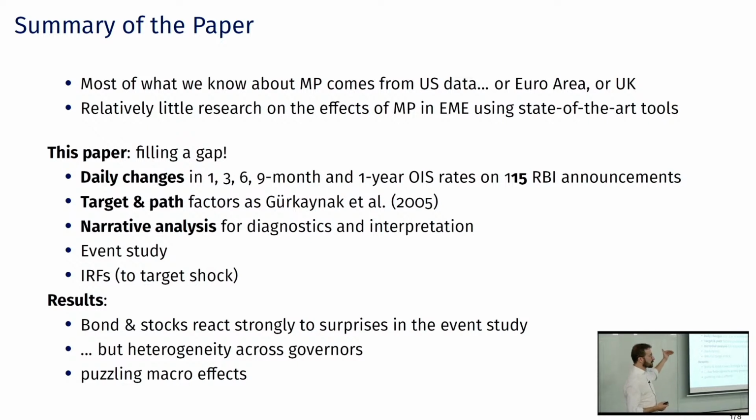And then they use these objects in a sort of standard event study to extract impulse response functions, dynamic responses that we should interpret as causal responses of the economy to a shock of some nature. Now, the results are that bond and stocks react strongly to these surprises. That comes from the event study, all great. But there's a lot of, let's say, quote-unquote, unexplained heterogeneity, both over time in the volatility of the surprises, but also across governors. And that's a bit of a puzzle. And on top of that, the macro effects that you can find are quite puzzling. So there's a big question, what are they? So I'll try and discuss a bit what can be done to try and understand why these effects are puzzling.